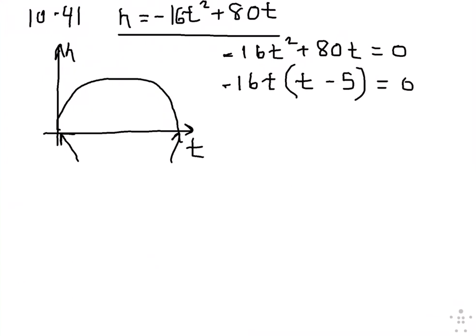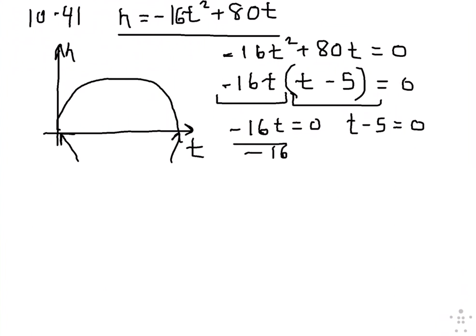Now, the zero product property says that if I multiply two things together and I get 0, so in this case if I multiply this and this together and get 0, then either one of those two or both of them is 0. So that means I can set negative 16t to be 0, or I could set t minus 5 to be 0. And this gives me, divide both sides by negative 16, right? Negative 16, divide by negative 16. And I get t equals 0, and that's where the golf ball started. And in this case, I add 5 to both sides, and I get t equals 5.